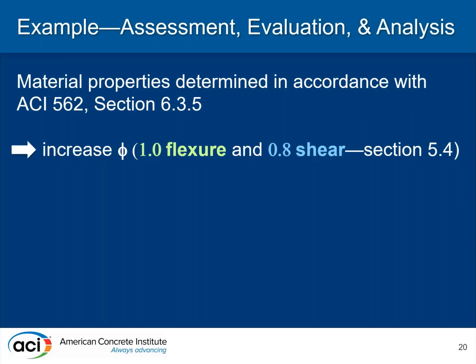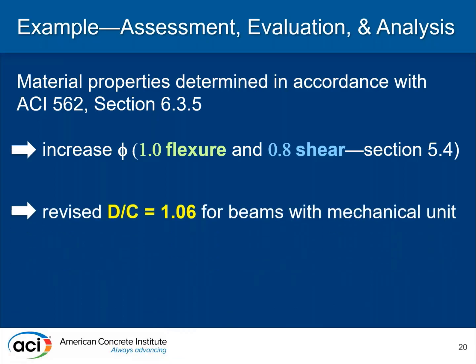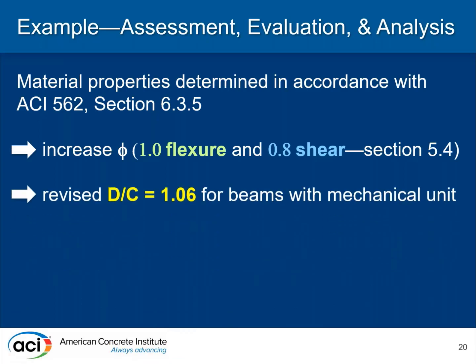When you use sampling to evaluate properties, the code permits you to increase the resistance factors. So instead of 0.9 for flexure, when you're actually measuring the properties, you're permitted to use 1.0 for flexure and 0.8 for shear. So using these numbers, you get a revised demand to capacity ratio of 1.06 for beams with a mechanical unit. And again, the demand to capacity ratio is greater than 1.